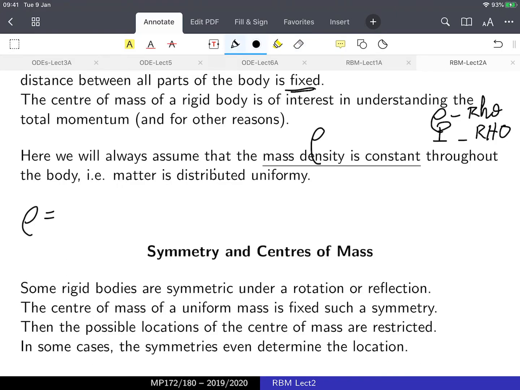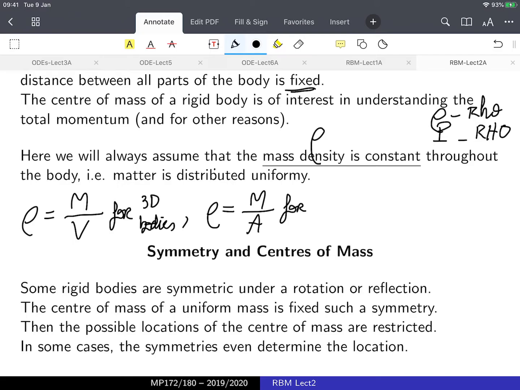So rho is the mass density, the mass divided by the volume if it's a 3D object. But sometimes we're just going to look at 2D objects. So then it's the mass divided by the area. Yeah, I should write what that is. Volume, area for 2-dimensional bodies. And then for 1-dimensional bodies, it's mass divided by the length.